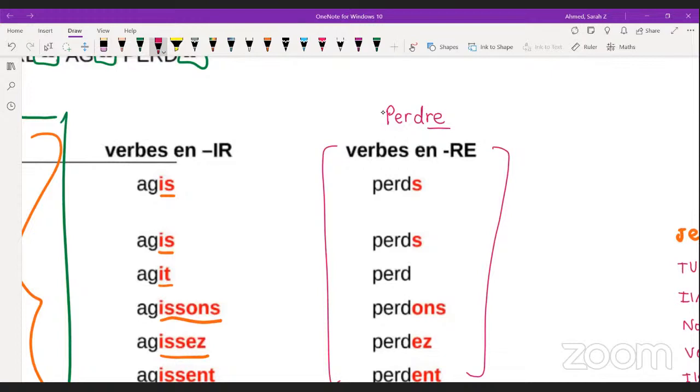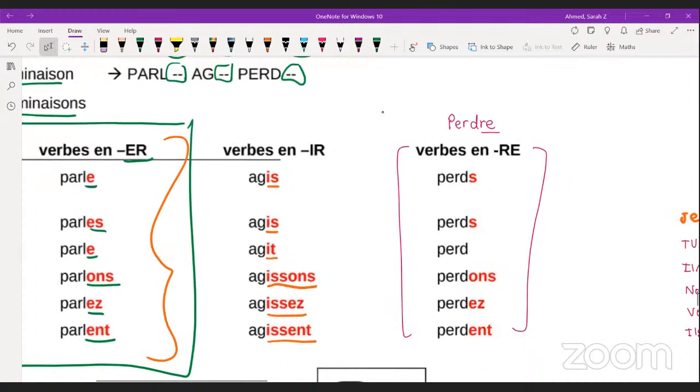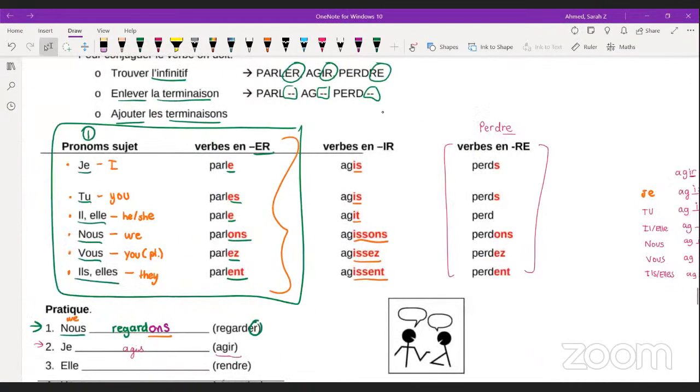RE ending. For je, it's S. Then for tu, it's S. For il, elle, it's nothing. You remove just the RE and you're left with perd. For nous, it's ONS. Vous is EZ, same as the ER one. And ils is ENT, same as the ER one. Yes.